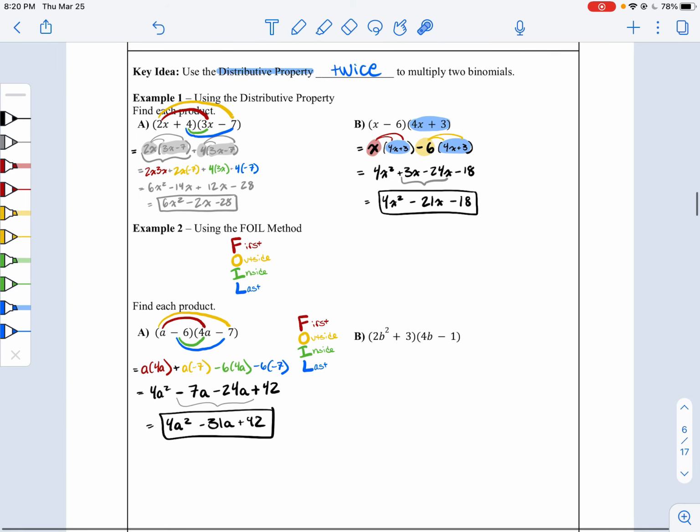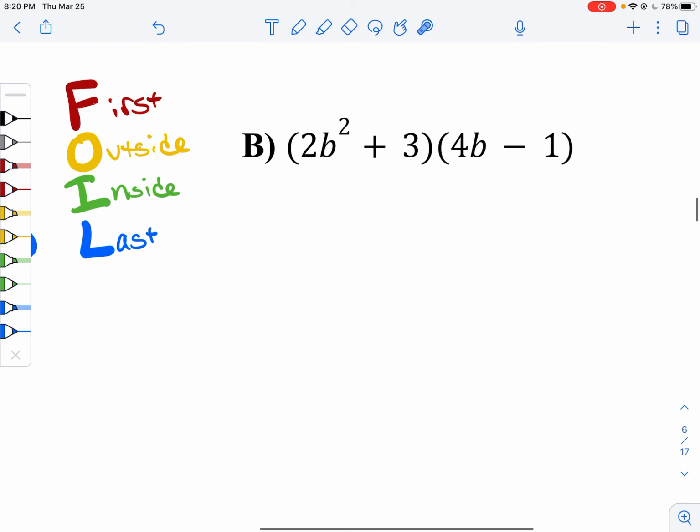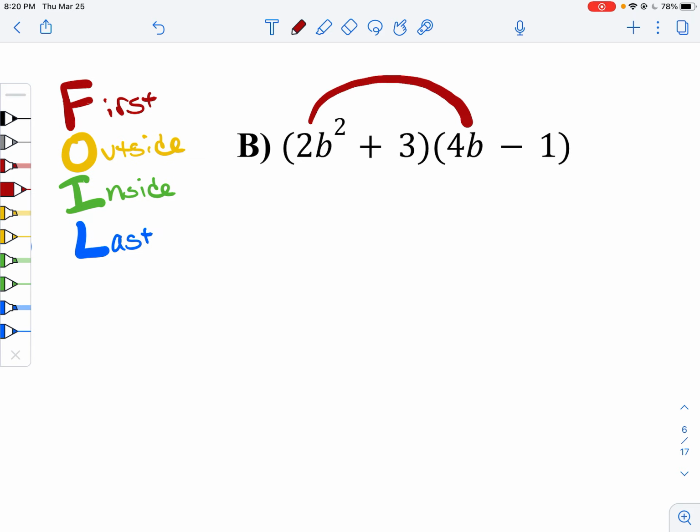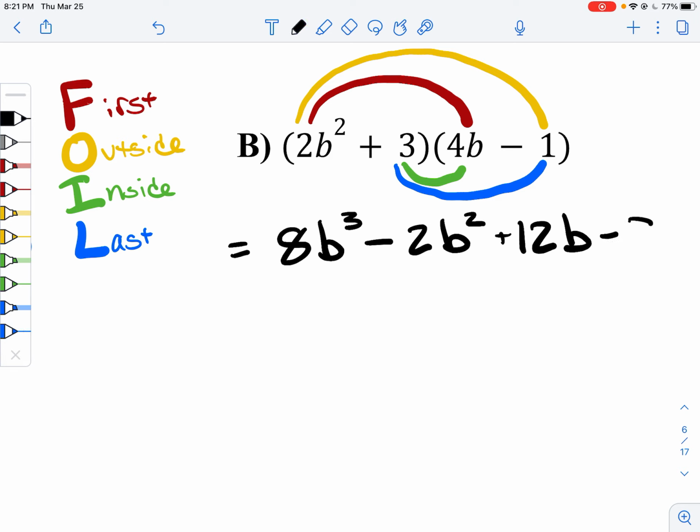So FOIL is using the distributive property. It's just a shortcut. Let's do it one more time. First, F is for first. 2b squared times 4b is 8b cubed. Outside, 2b squared times negative 1 is minus 2b squared. Our inside terms, 3 times 4b is 12b. And our last terms, 3 times negative 1 is negative 3.